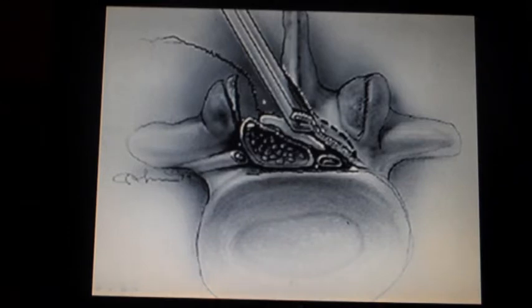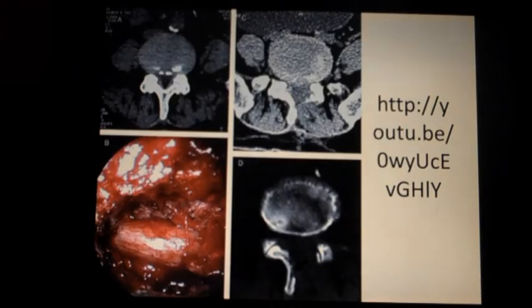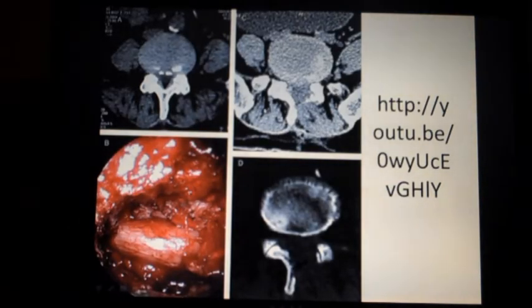In that manner, you only cut half of the muscles on one side. Because the microscopes now are very agile, and the light sources are very bright, you can do the surgery in this manner. You don't need the big incisions. So this is what it looks like afterwards. You can see only one side has been opened and both sides are decompressed.